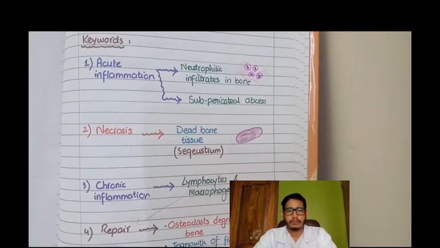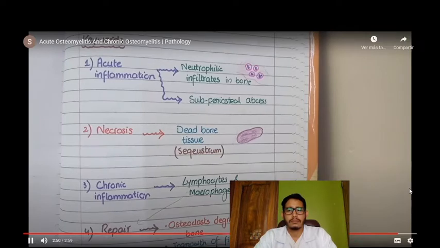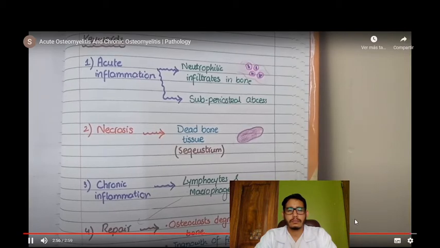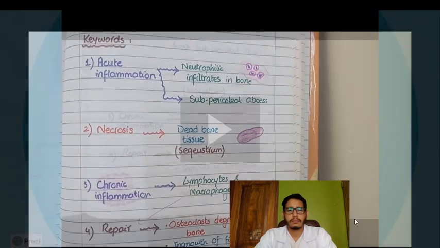And this reactive bony formation that surrounds the sequestrum is called involucrum. So what is involucrum? Involucrum is a reactive bony formation that surrounds the sequestrum in cases of chronic osteomyelitis. So these are the morphological features of acute and chronic osteomyelitis. Hope this concept is clear to you now.